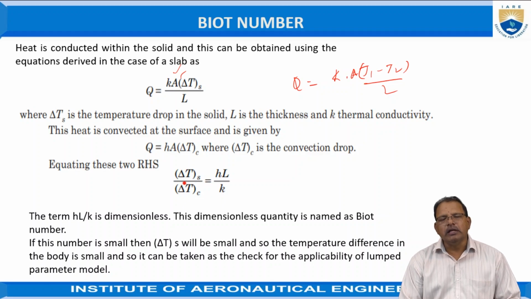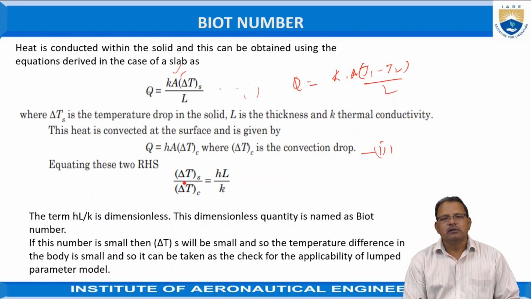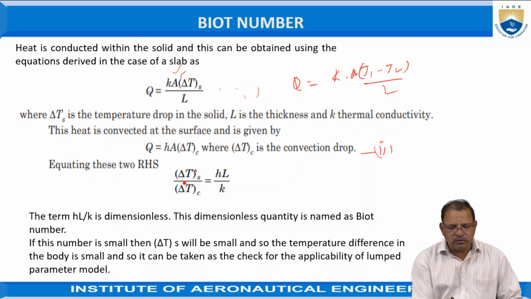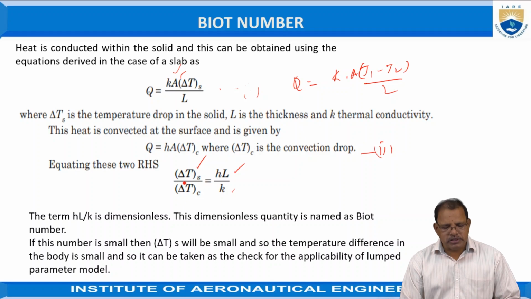Hence, divide one equation by the other. That is, dividing equation number 1 by equation number 2, we get delta Ts divided by delta C, which is equal to HL divided by K. This HL divided by K is a dimensionless number. The dimensionless quantity is named the Biot number.